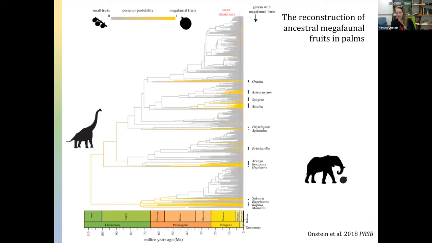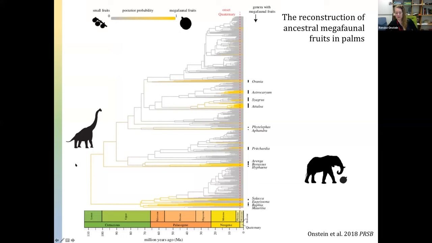So we can also look at the evolution of these megafauna fruits in a phylogenetic context. So here we have the phylogeny of the palms. We see that they're about 110 million years old. And then this is a stochastic character mapping of the probability of megafauna fruits at the ancestral branches. So the more yellow, the higher the probability that those lineages had megafauna fruits. So we see that ancestrally, palms had a high probability of having already these megafauna fruits.